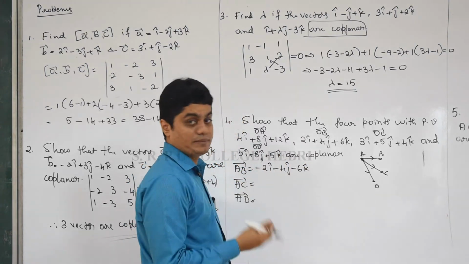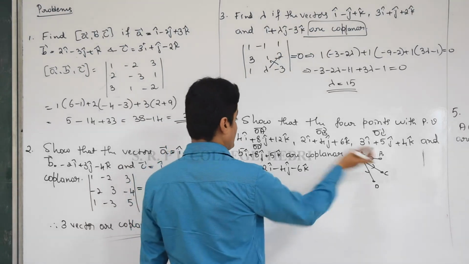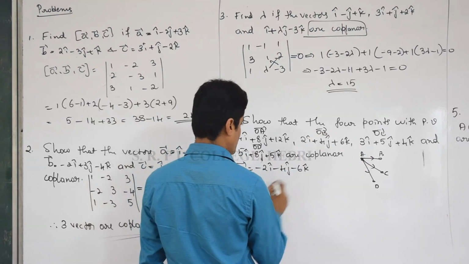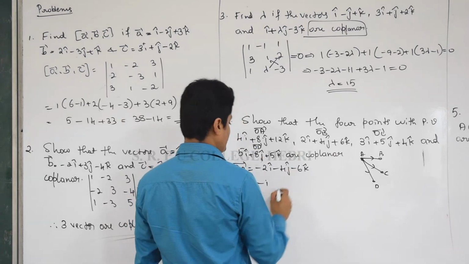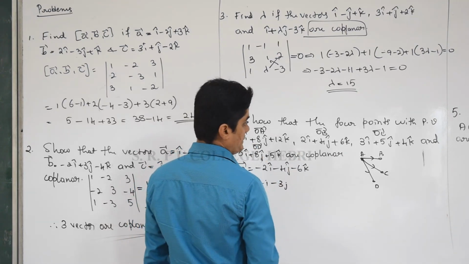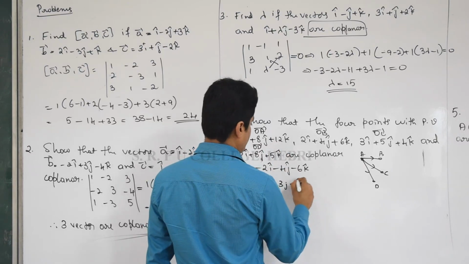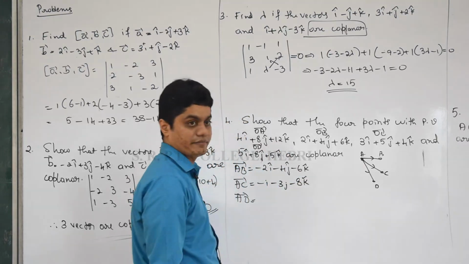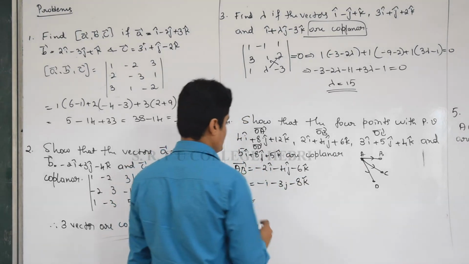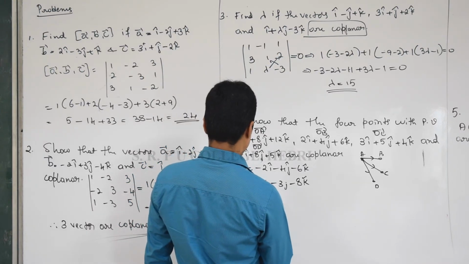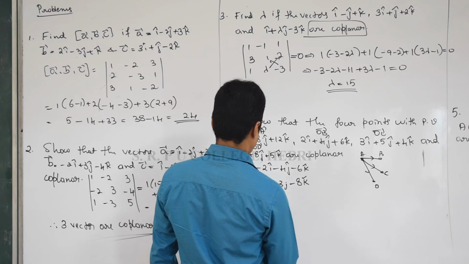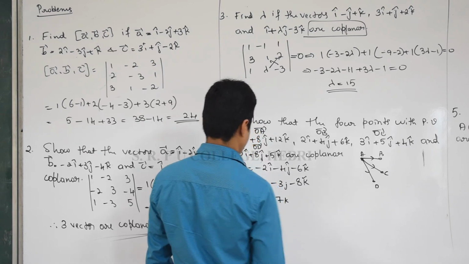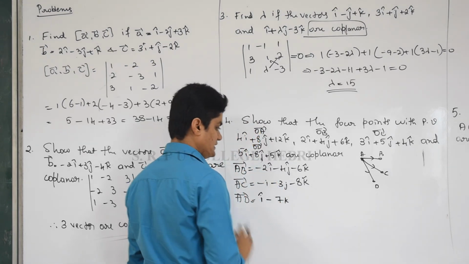Next AC, OC minus OA, the third vector minus the first vector, you subtract. So 3i minus 4i is -i, 5j minus 8j is -3j, plus 4k minus 12k is -8k. This is the second vector. Then AD, OD minus OA, 5i minus 4i is i, 8j minus 8j is 0, and -7k. Correct? So these are the 3 vectors.